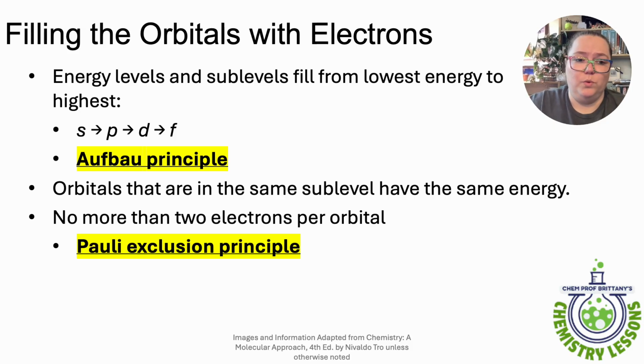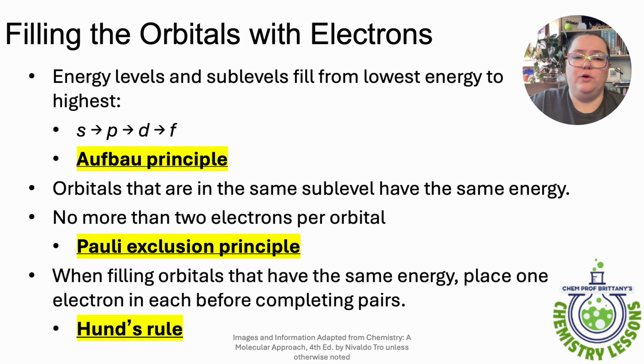All right, there is also a rule that says no more than 2 electrons per orbital. That is the Pauli exclusion principle. And then finally, when we are filling orbitals that have the same energy, we have to place 1 electron in each before we go and complete the pair. And that is called Hund's rule.